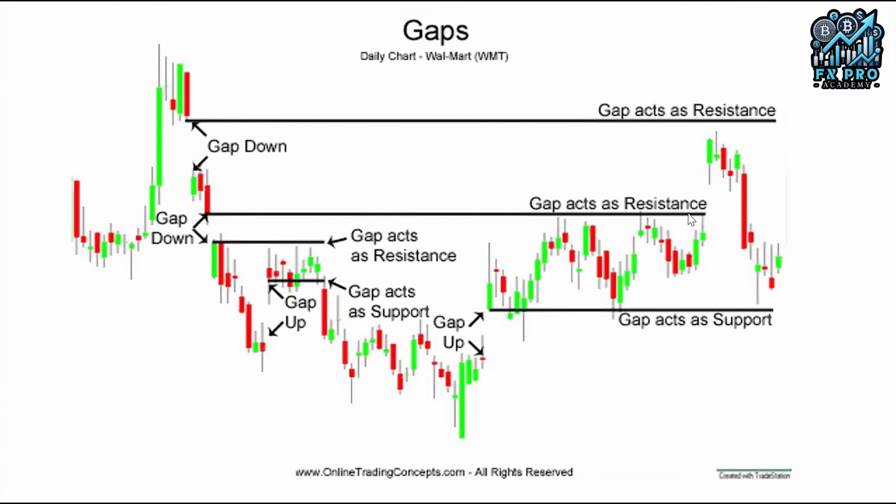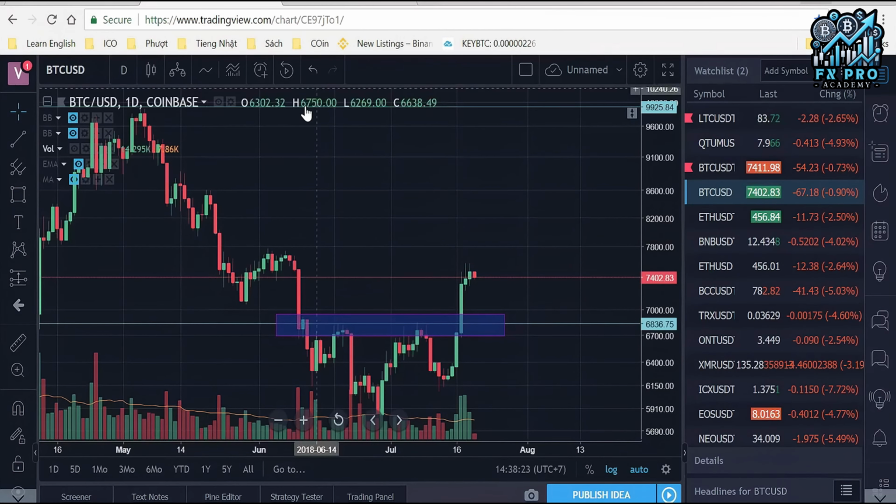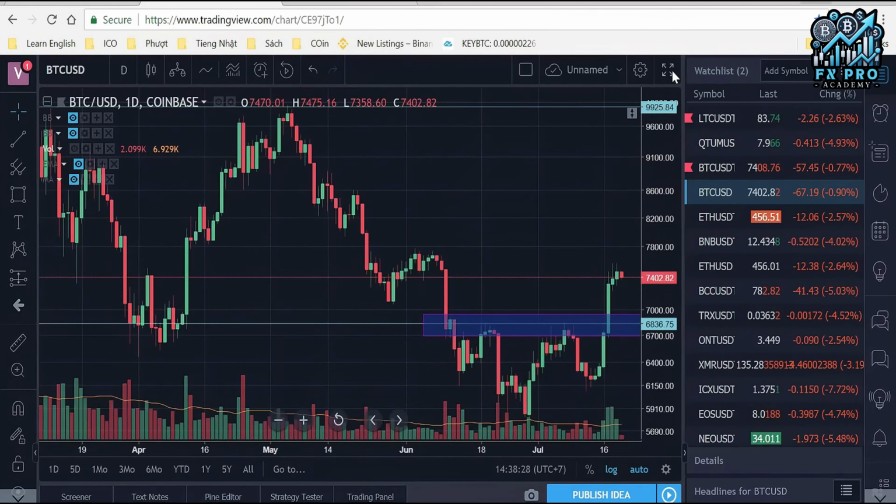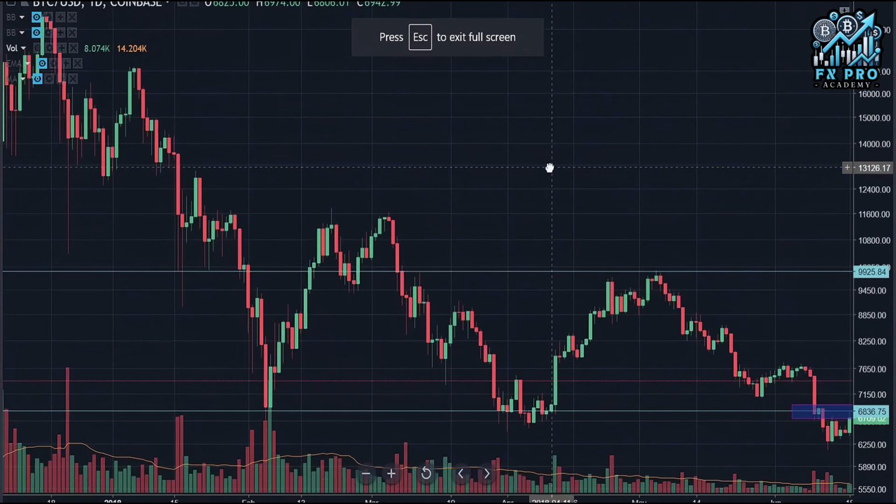Now we move on to the next part. Now moving on to TradingView, it can be used to apply this knowledge to real-world charts. Let me show you how.